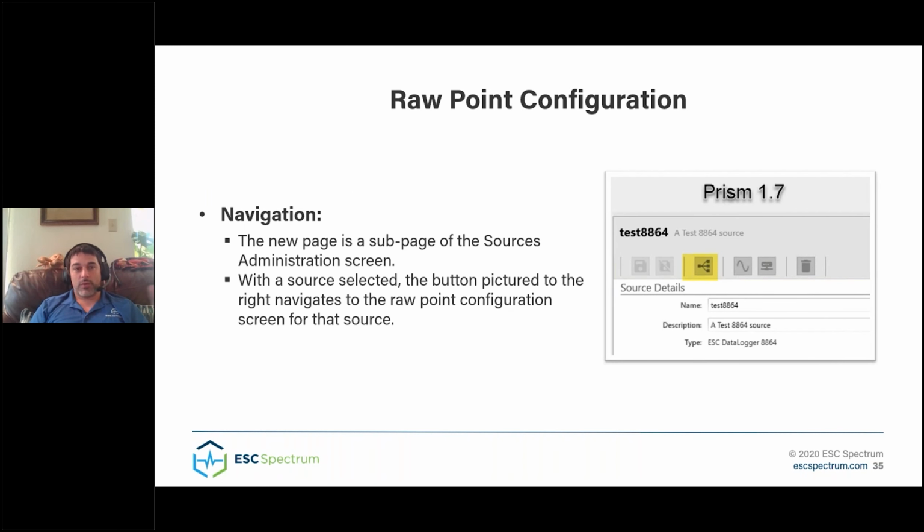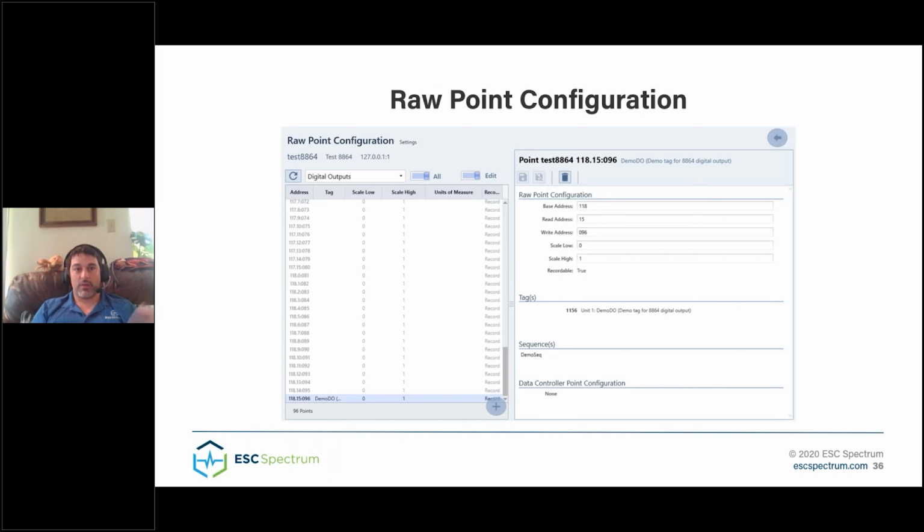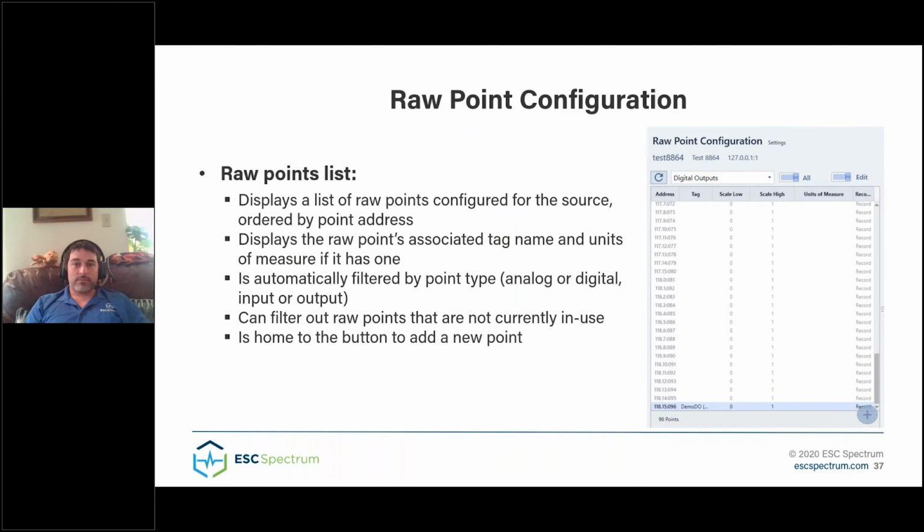So how do you get to it? Well, you navigate through your admin menu and you find your source of interest, and you'll see this new icon, the 3 dots that are branched like that. And when you select that, it'll launch into the raw point configuration editor, and you have the option of configuring your digital inputs, outputs, and analog inputs and outputs. And there's some filtering options, sorting, all that. You can see which tag is associated with your raw point.